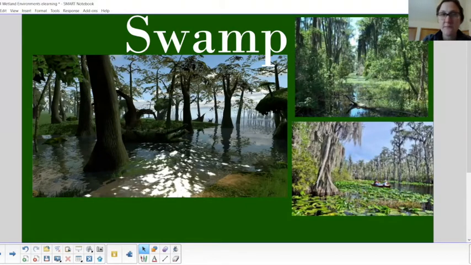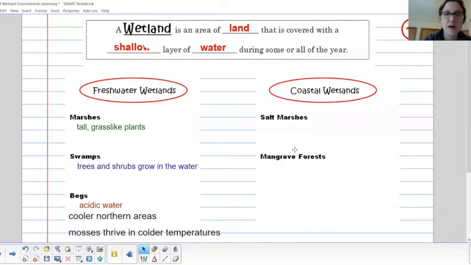Next wetland is a bog. Now, bogs we're probably not very familiar with. Maybe if you've seen Lord of the Rings, they actually have you see them walking through a bog in one of the scenes, and the water's really, really mucky. Because this is found in northern, cooler areas, farther north than where we live. So we don't really have bogs near us.